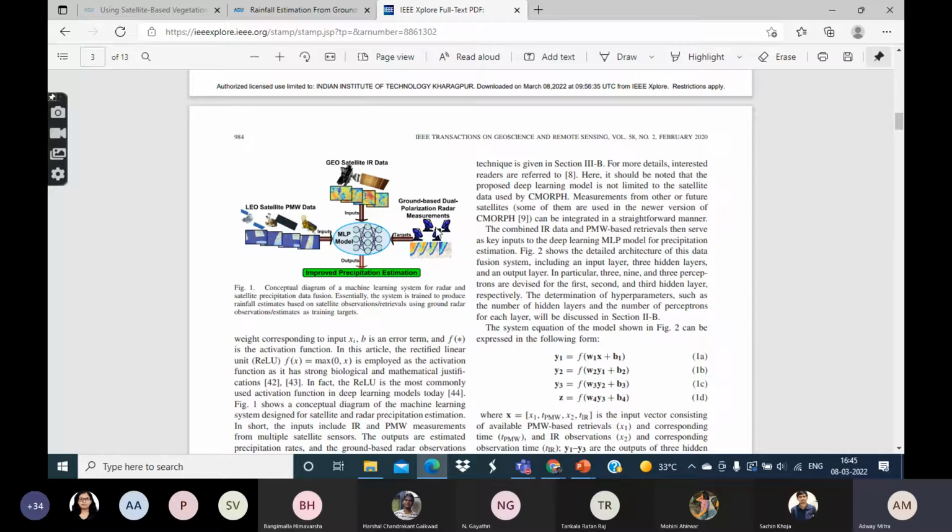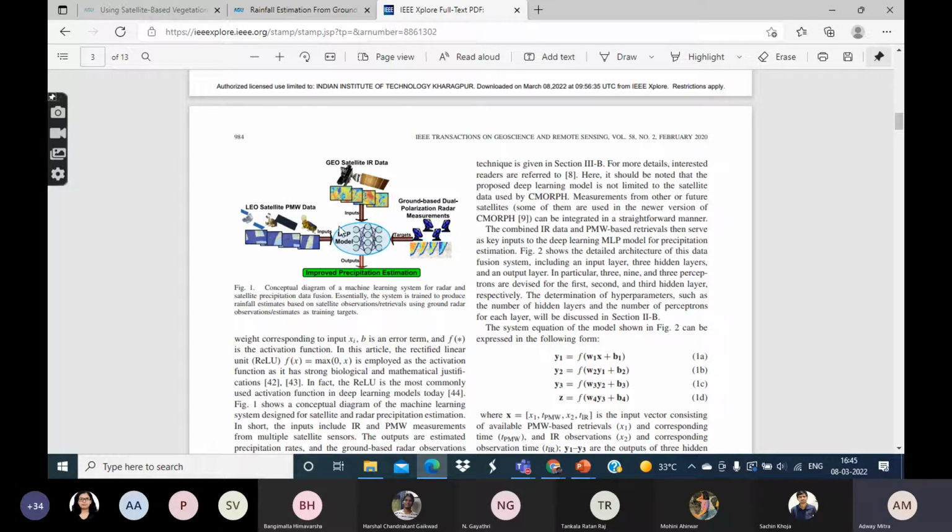The targets are the ground-based dual polarization radar measurements. Although it is not mentioned in the paper, we can assume that these radars have already been calibrated with the ground station observations using the MLP1 kind of model. So from these radars, we can now expect to get a fairly accurate and high resolution estimate of the rainfall over a large region.